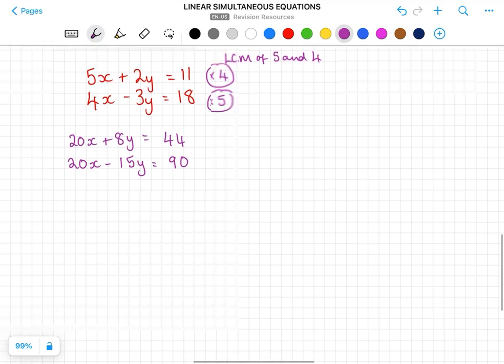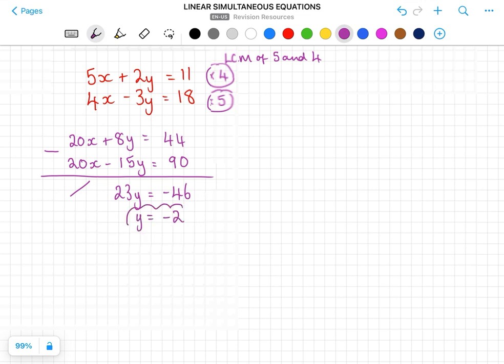Now our values of x are the same, we want to cancel that out. So 20x minus 20x is 0. 8 minus minus 15 gives us 23y. And 44 take away 90 is minus 46. Divide both sides by 23 to get y equals minus 2.